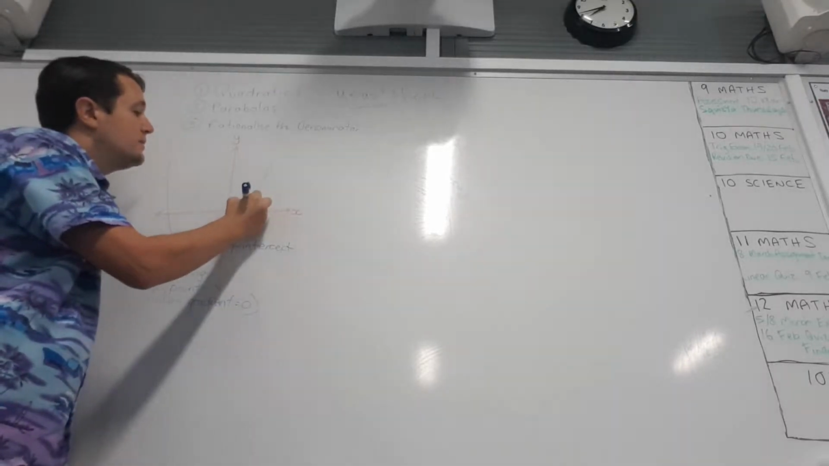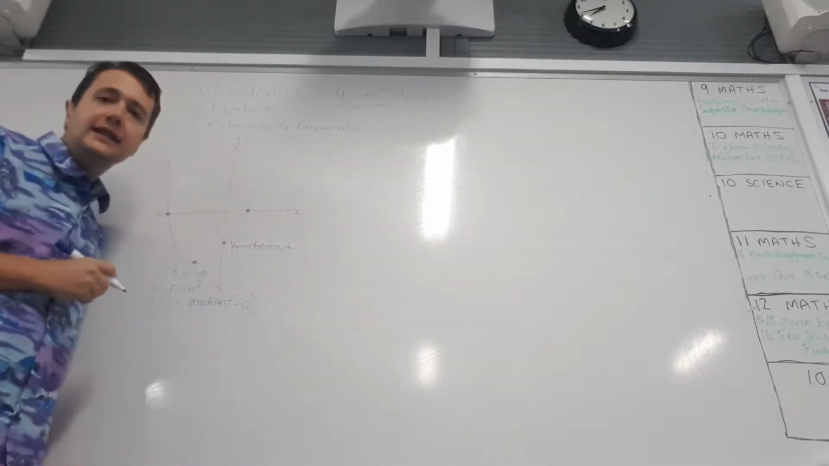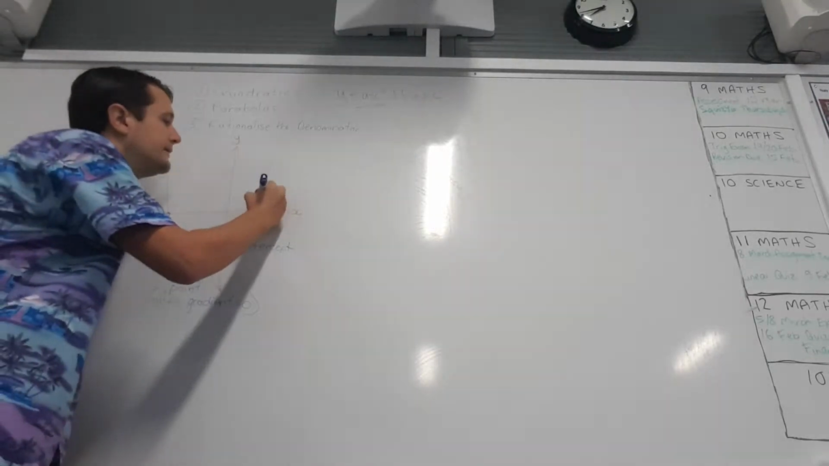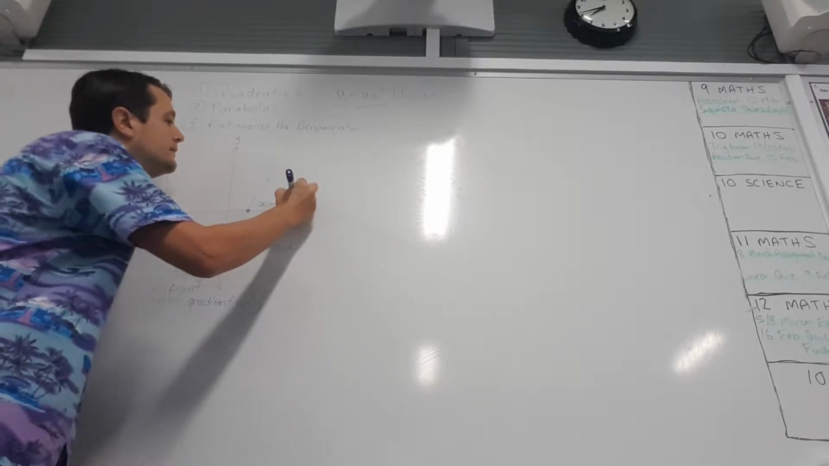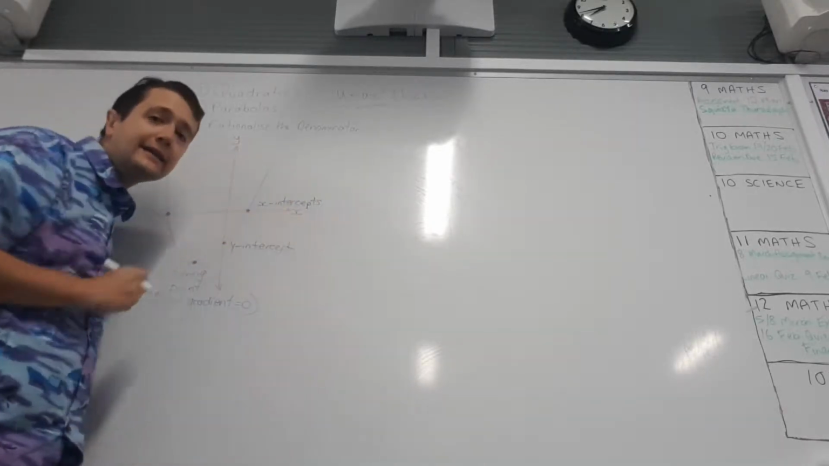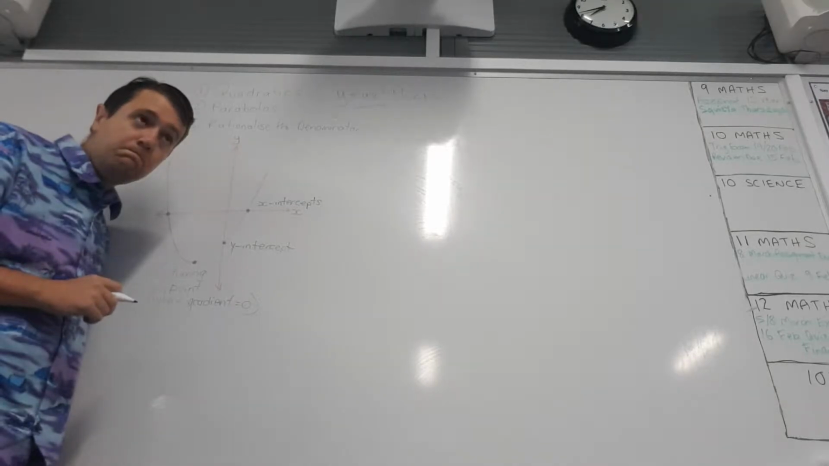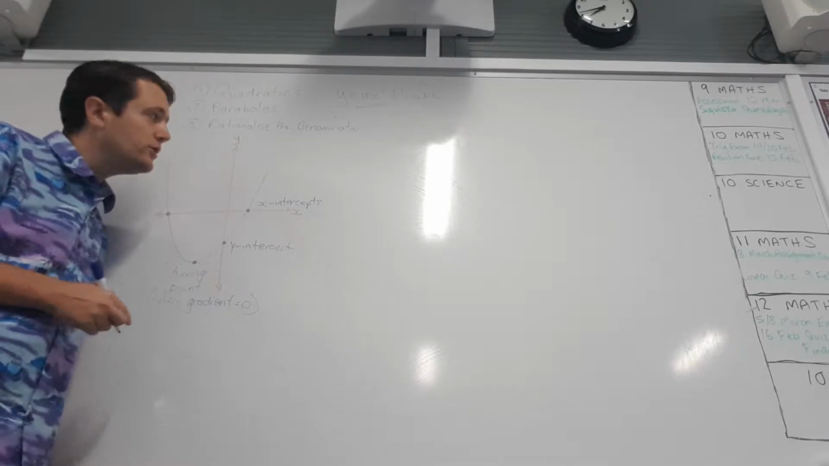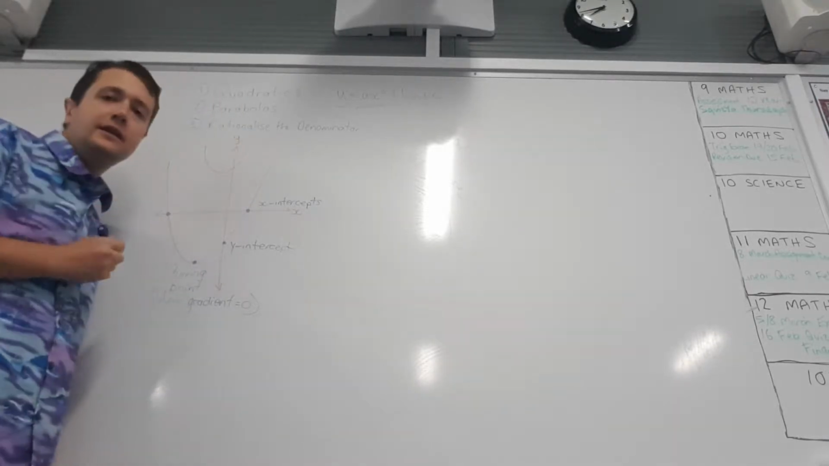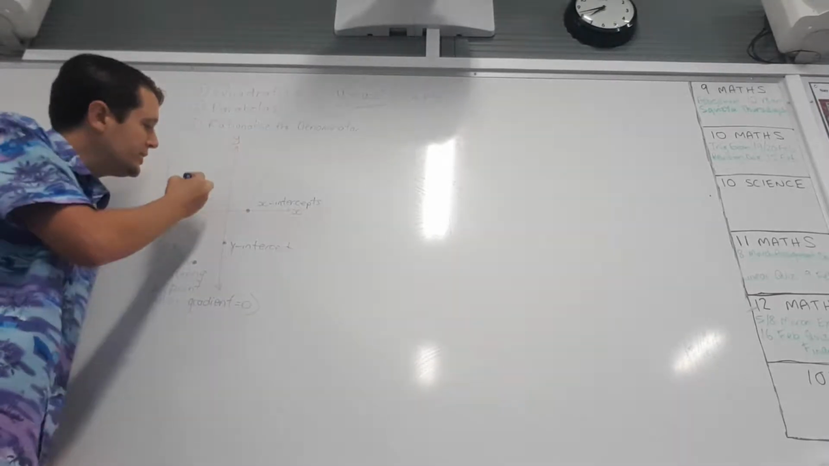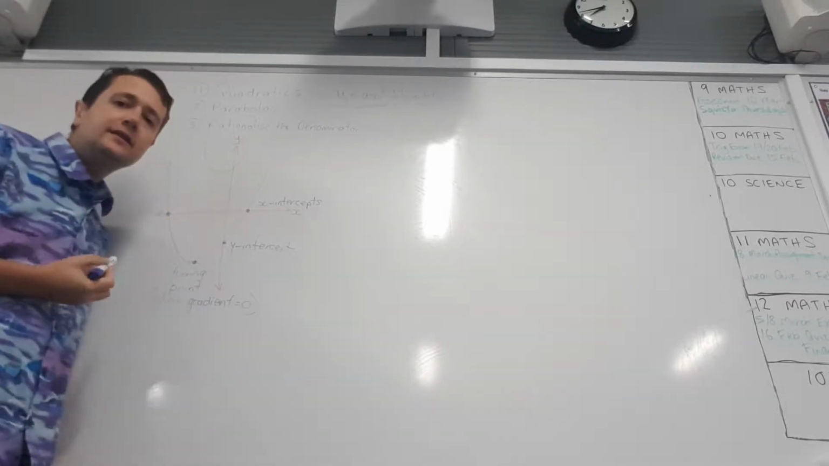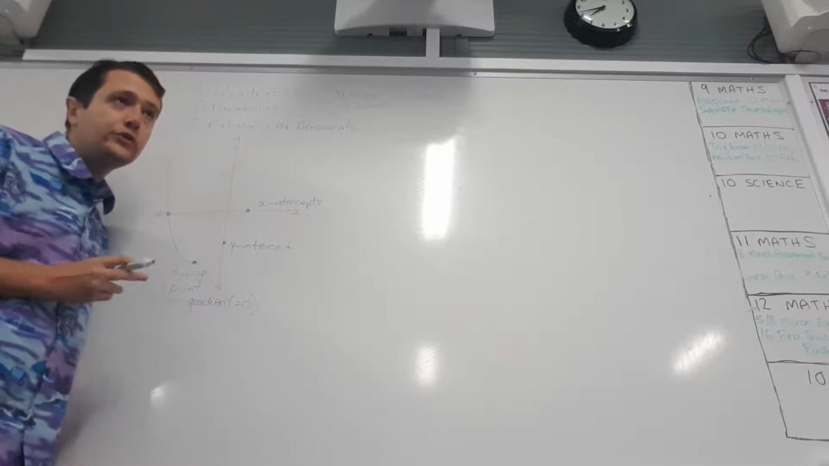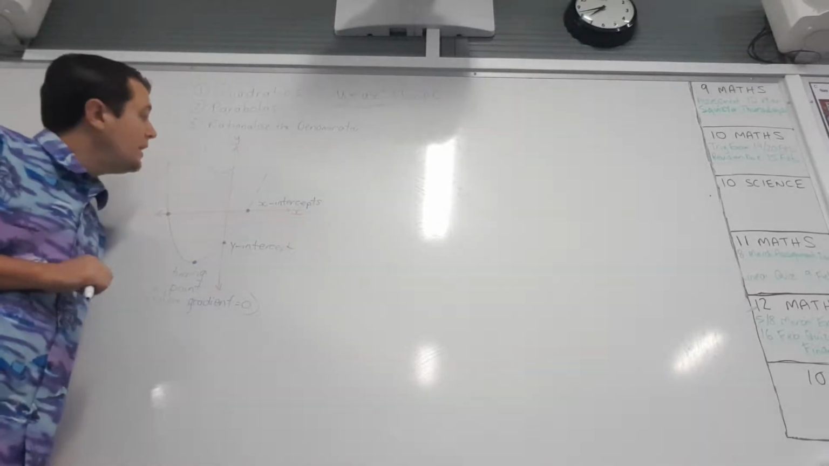Then we have points where your parabola can cross the x-axis. What do we call them? That's right, x-intercepts. How many x-intercepts can a parabola have? 0, 1, or 2. This one obviously has 2. If I drew one up here, it could have 0. If I drew one that just touched on the x-axis, it could have 1. So they can have 0, 1, or 2 x-intercepts.